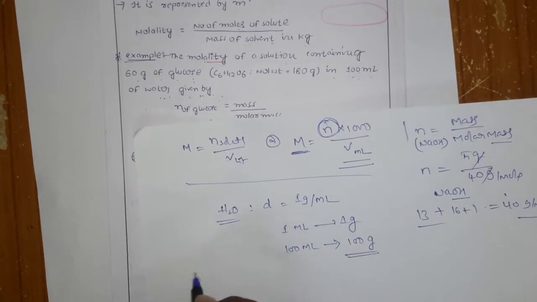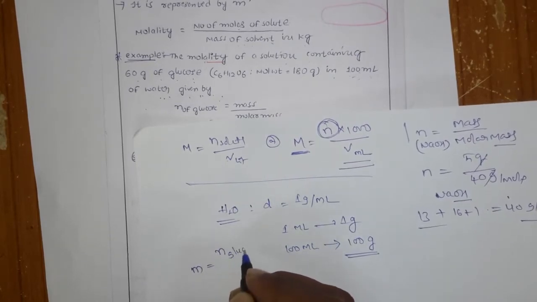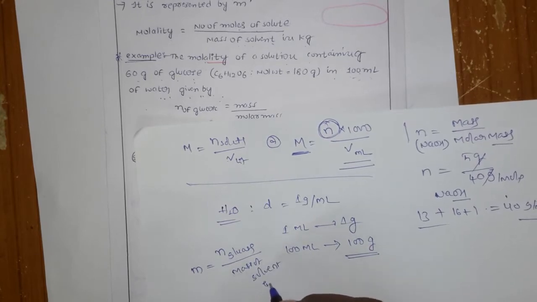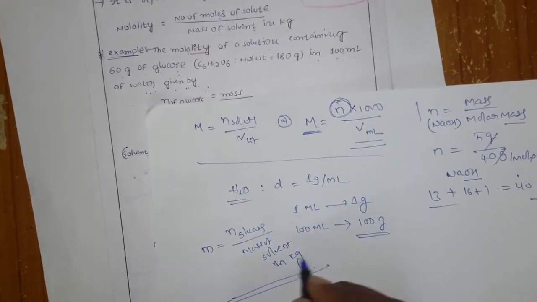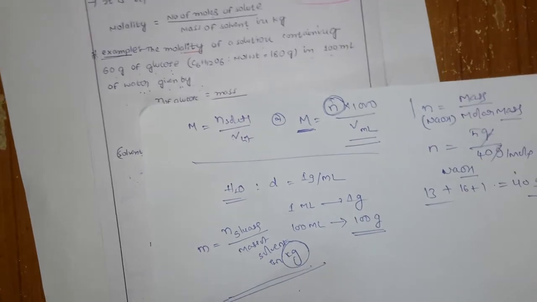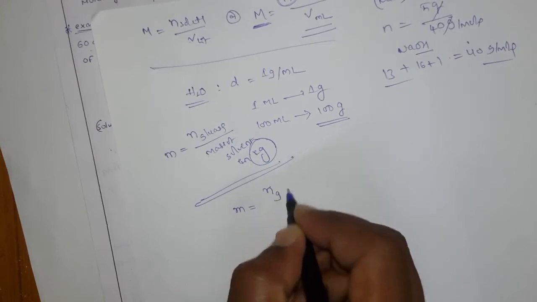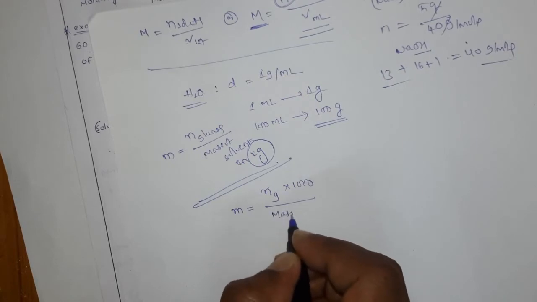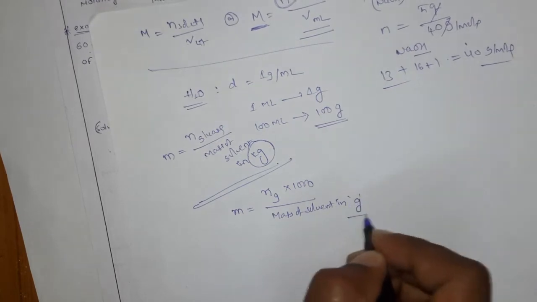So in principle, small m is equal to the number of moles of glucose divided by the mass of solvent in kg. You have to express it in kg. Very similar to molarity, if it is not in kg but in grams, then you take small m equal to the number of moles of glucose into 1000 divided by the mass of solvent in grams.